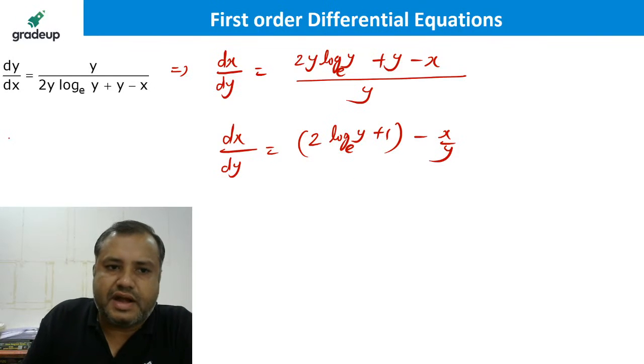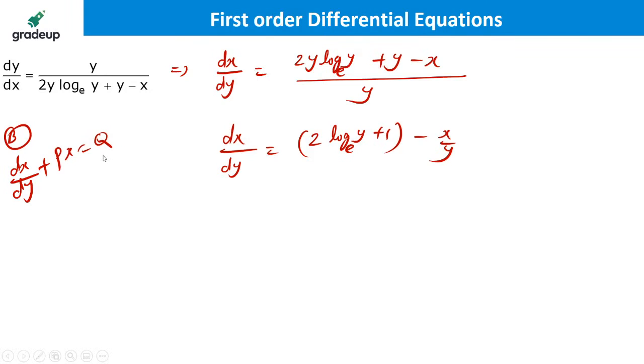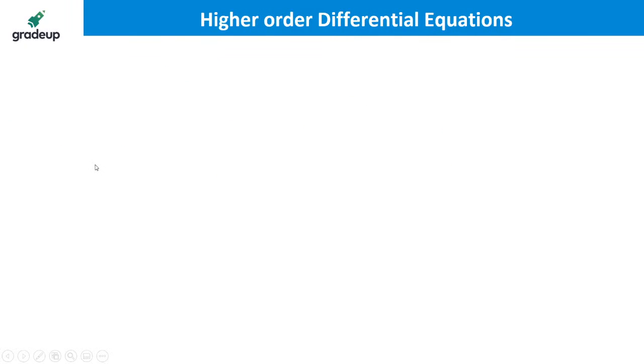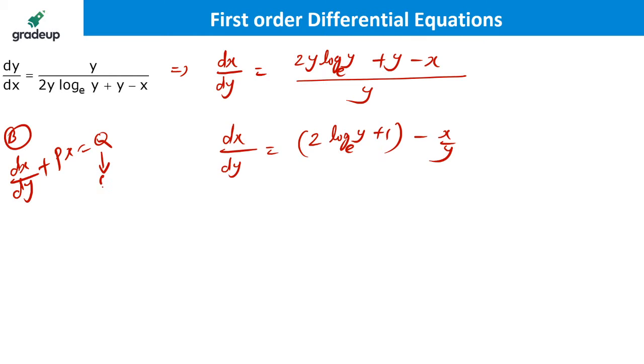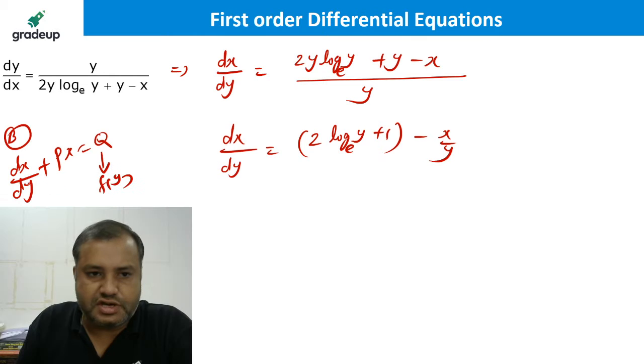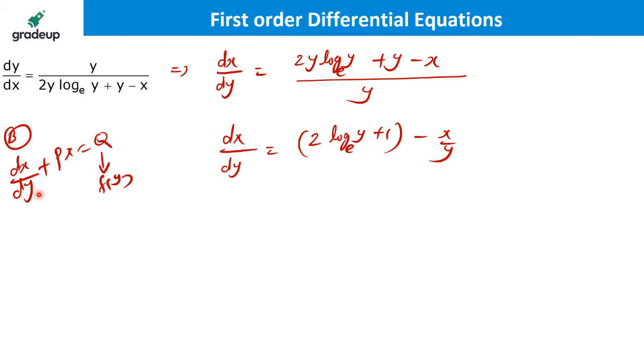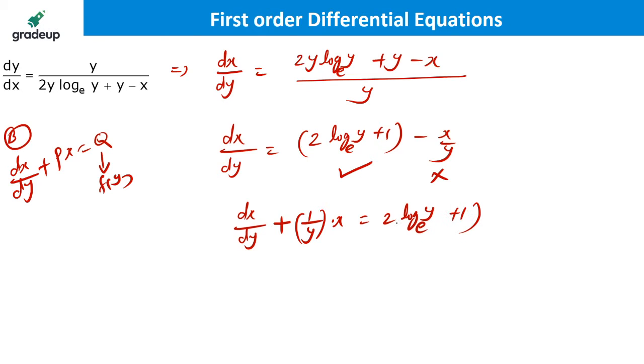In type B, the pattern is dx by dy. Right hand side is q, which is function of y. Function of independent variable. Yes. So right hand side q is allowed, that is terms containing y is allowed. This term is not allowed. So this term is brought to the left hand side. So dx by dy plus 1 upon y into x equal to 2 log y plus 1.